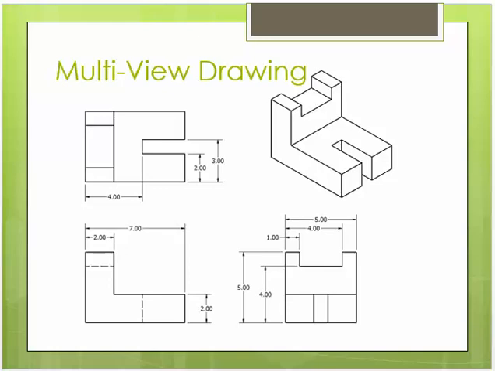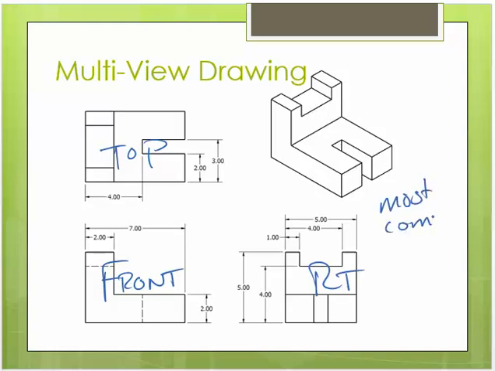Here's another example. What I want to show you with a multi-view is that there is a set order. Typically, we're going to have three sides to a multi-view. This one right here is typically our front. This right here is the right side, and then we'll show the top. Those are the three most common. Out of every one that you're going to see, they're going to put a front right here, the right side, and the top.